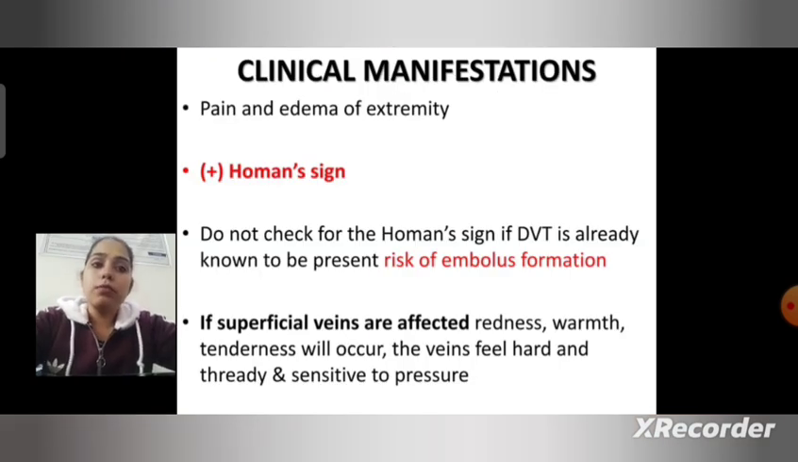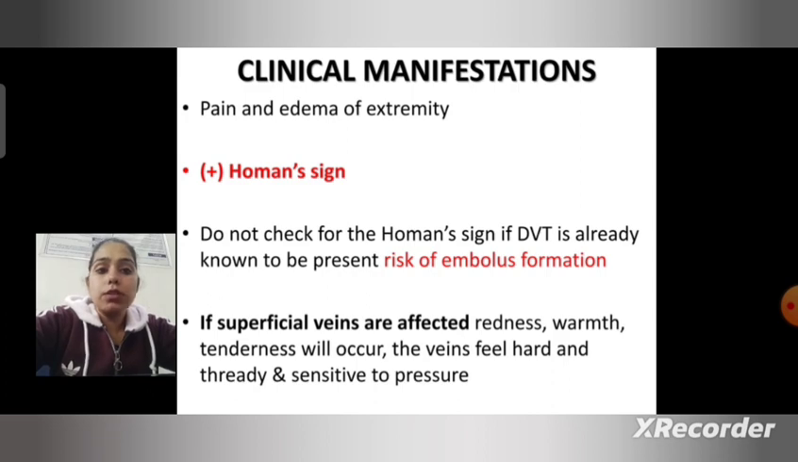Next is clinical manifestation. First is pain and edema of the extremity. Positive Homan sign. Do not check for the Homan sign if DVT is already known to be present. There is a risk of embolus formation. If superficial veins are affected, redness, warmth, tenderness will occur, and the veins feel hard and thready and sensitive to pressure.